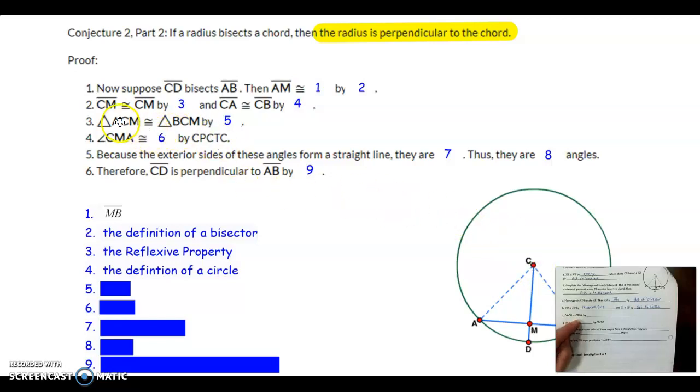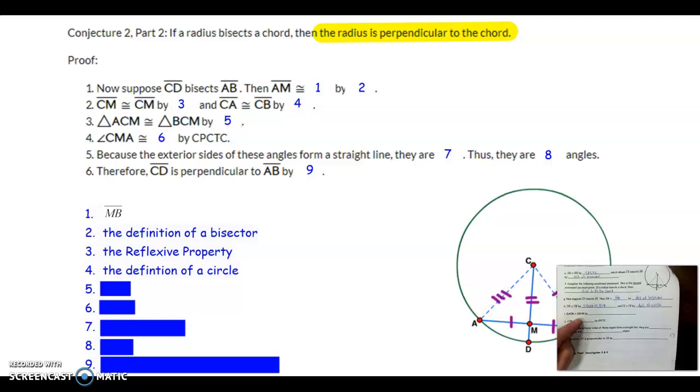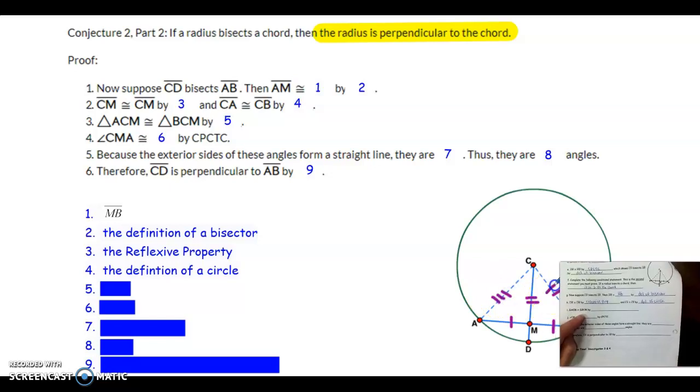So now we know the triangles are congruent. Let's mark what we have said is true in our proof. We said AM and MB were congruent. We said CM is congruent to itself. And we said CA is congruent to CB. So we have marked our figure with the parts that are in our proof, and that allows us to see which shortcut we used. So we have all three sides of this triangle congruent to all three sides of this triangle, so they are congruent by SSS.